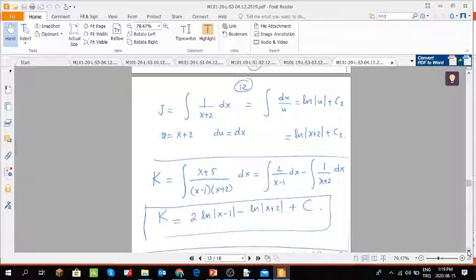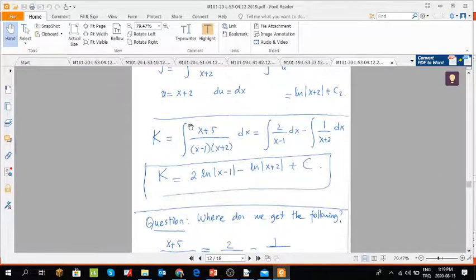Next thing was J. Integral of 1 over x plus 2 dx. We use substitution again. u is x plus 2, dx is du. And the integral of du over u is natural log of absolute value of u plus c. Write back in what u is. u is x plus 2, and this is the final answer. So we found I and J. So the given integral is equal to I minus J. So the answer was 2 ln absolute value of x minus 1 minus ln absolute value of x plus 2 plus c.